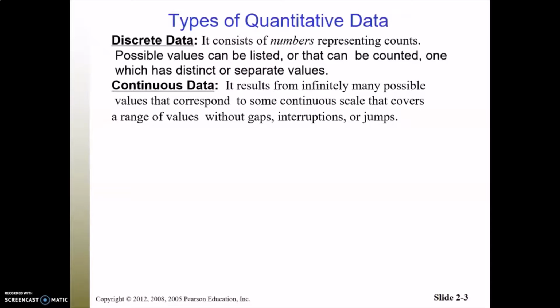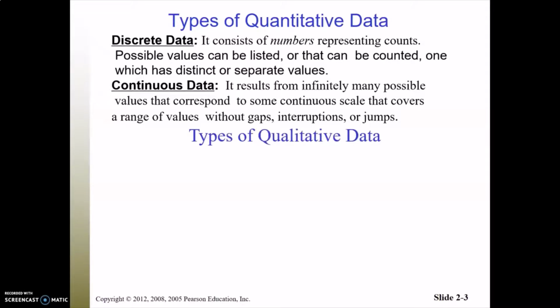So one feature which always helped me to understand the difference between the two is this. I always try to see whether the data is coming to me as a process of counting or as a process of measurement. If the data comes to me as a process of counting, it's discrete data, and if the data comes to me as a process of measurement, it's always continuous data.